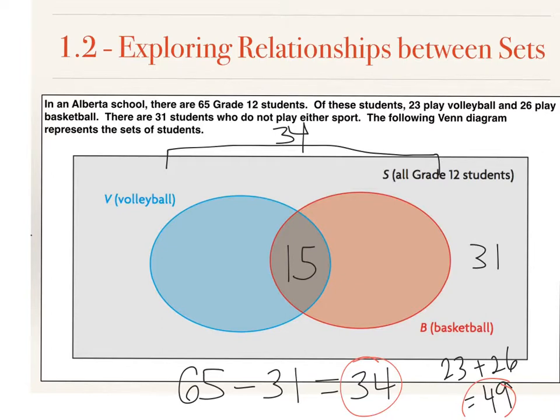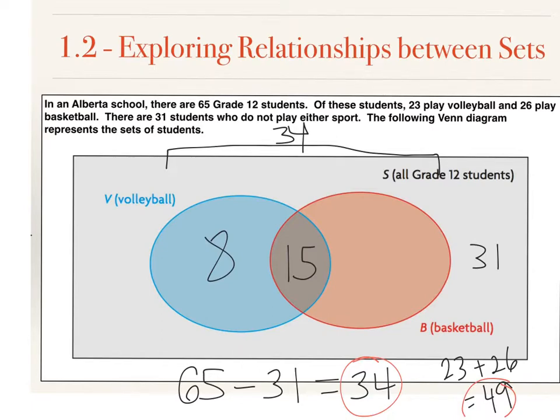Now on the sides, in just the blue or just the red, this is the part where people screw up a lot of the time. Students are like, well, 23 play volleyball, so there's a 23 right here. That's not right, because 23 is the whole volleyball circle. So this entire blue circle should make 23. This number can't be 23, because this number is already 15. What should go where I just wrote 23? 8, because 8 and 15 together is 23.